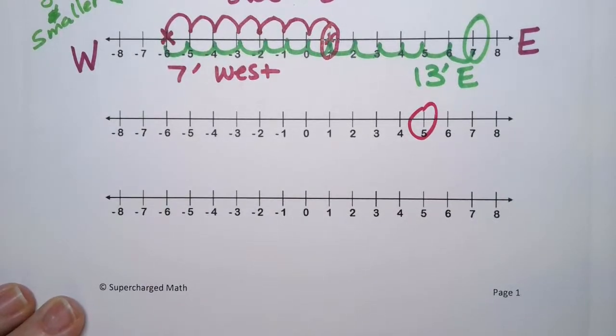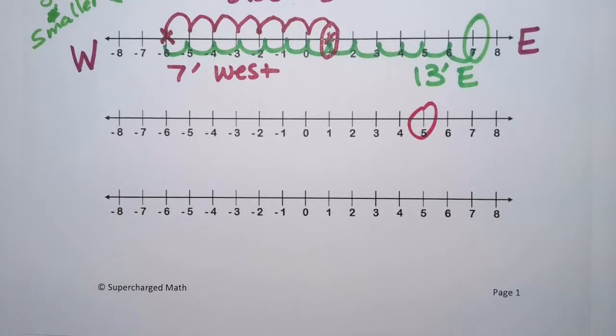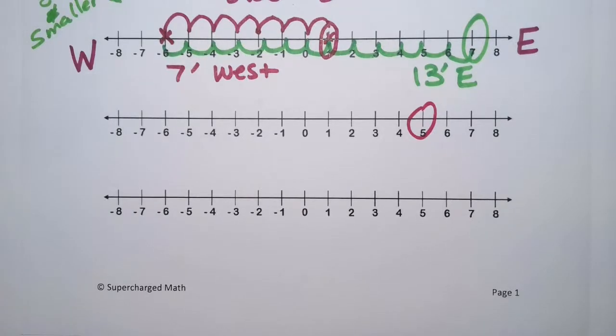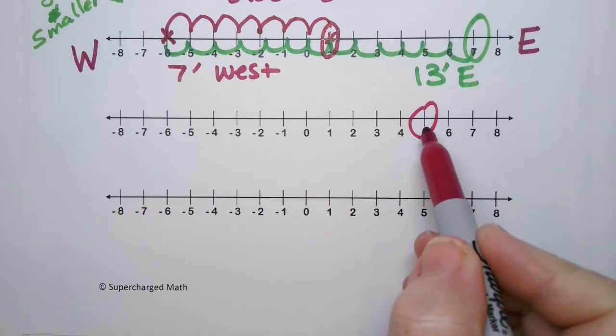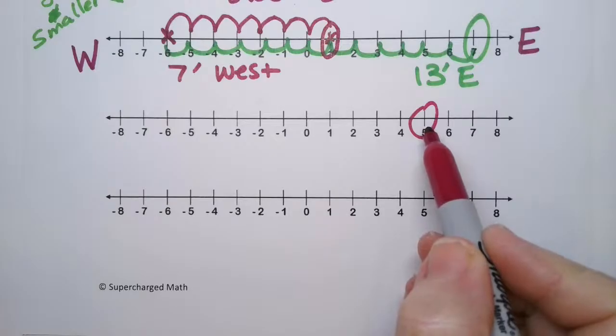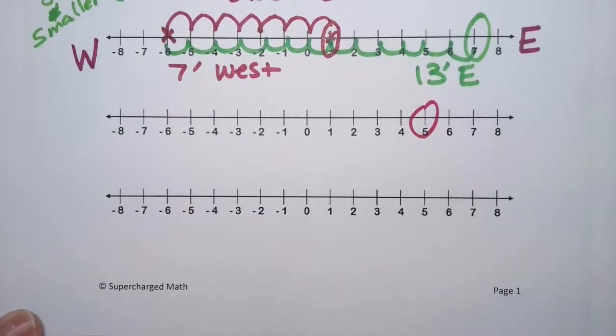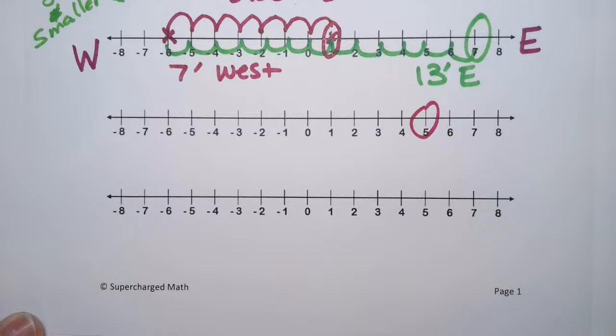Today is 7 degrees cooler than yesterday. Okay, so what are we going to do? If today the temperature is 5 degrees Celsius, and today is 7 degrees cooler than yesterday, then what was it yesterday? Yeah, are we off the number line, or are we on the number line? Which one? Here, I'll write it down.